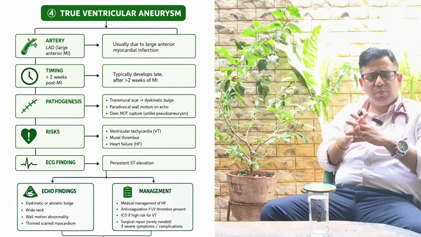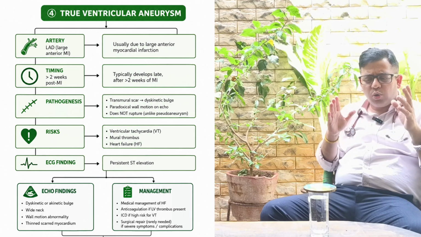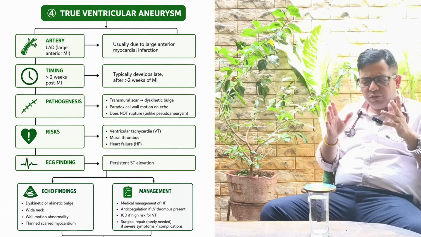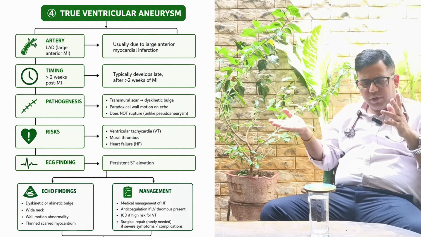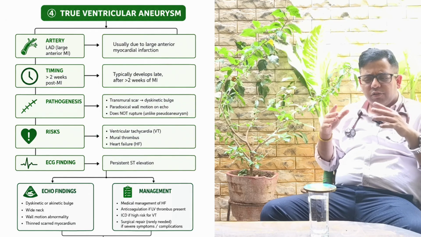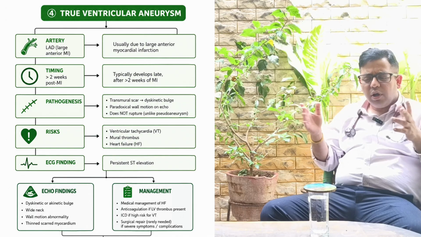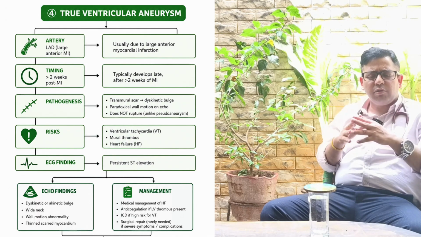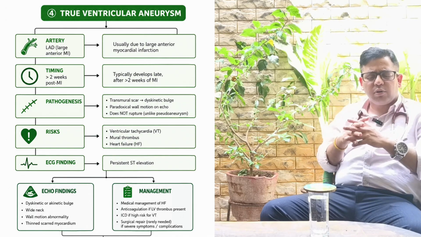The fourth mechanical complication of MI is true ventricular aneurysm, which develops after 2 weeks of MI. It generally does not lead to free wall rupture, and we get a paradoxical wall motion in case of true ventricular aneurysm. Now Dr. Sarita will tell what is Beck's triad and where do we find Beck's triad.